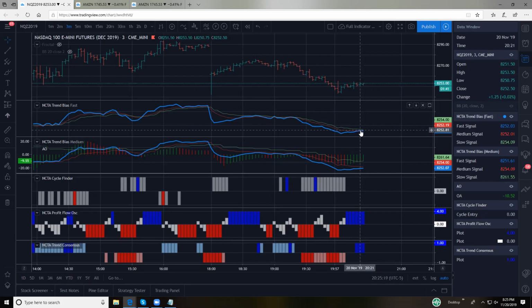Michael says, do I wait for AO to print or exit as soon as the AO points the other way? As soon as that flashes on at the top of the new bar, and it's an opposite, it's a reversal, take the trade off.